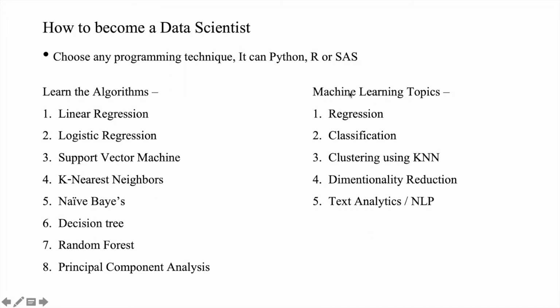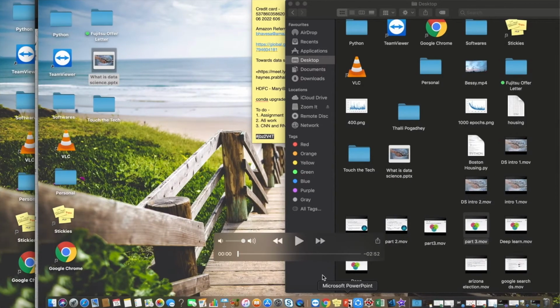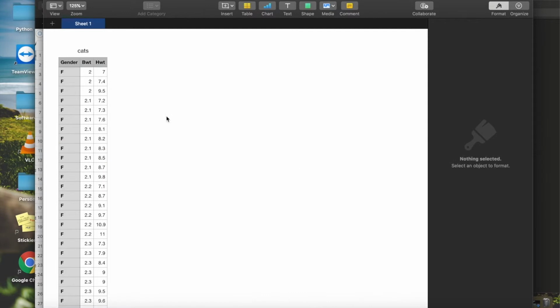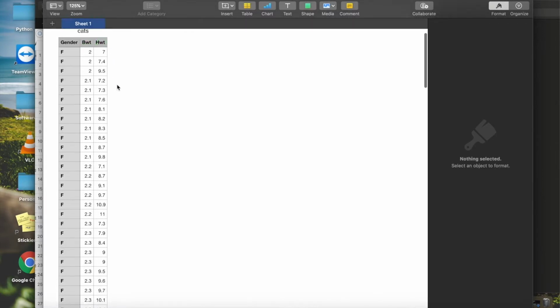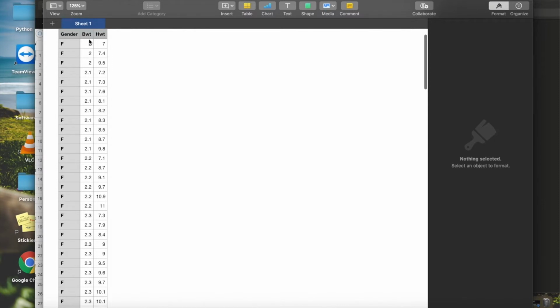Now let's see what machine learning techniques are available. The first thing is regression. In regression, I can even show you an example. I have a data set. This is the cat's data, and this is the body weight of the cat, and this is the heart rate of the cat. As you can see, as the body weight of the cat keeps increasing, the heart rate of the cat also increases.